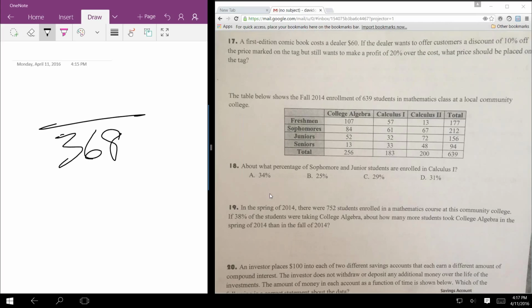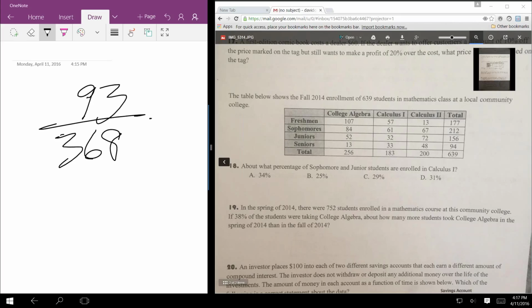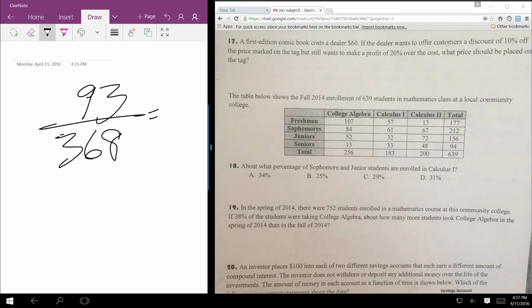360. Now, how many sophomores and juniors total are taking Calc 1? 93. Now, convert that to a percentage or a decimal. 25%. Okay.